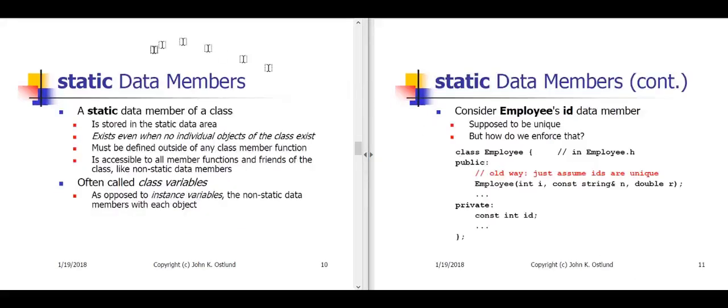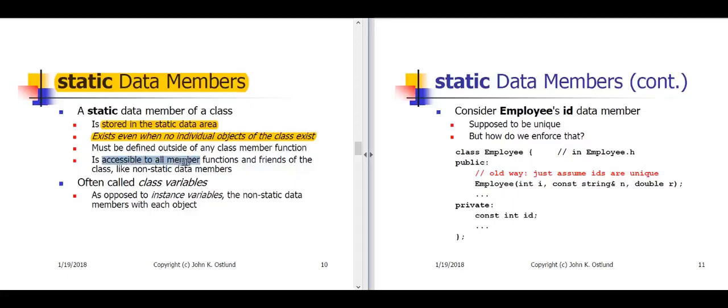A fourth thing that static is used for is to define static data members of a class. If you declare a data member in a class to be static, that means, as should not be a surprise, that that data member is stored in the static data area, and importantly, what this means is that that data member is going to exist even when there are no objects of the class currently existing in the program.